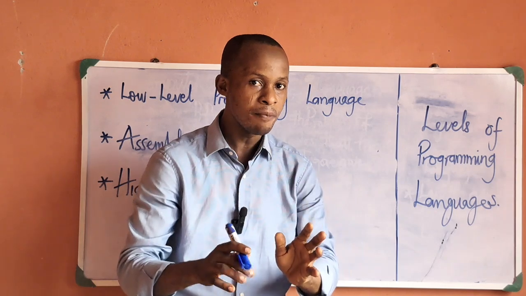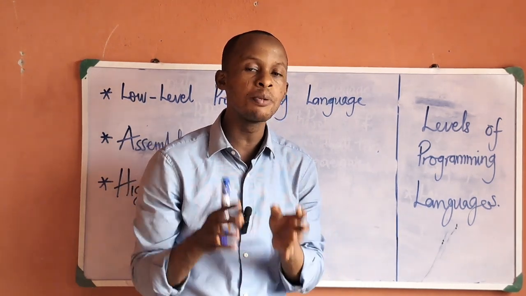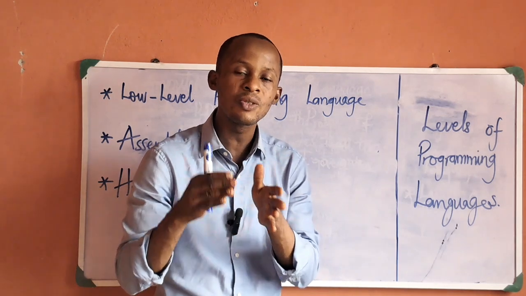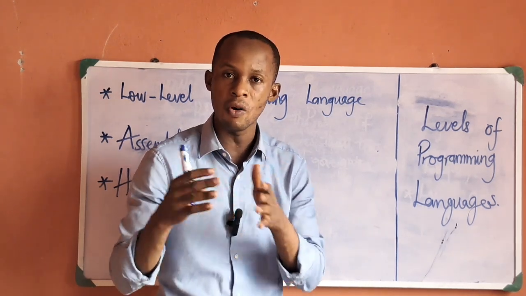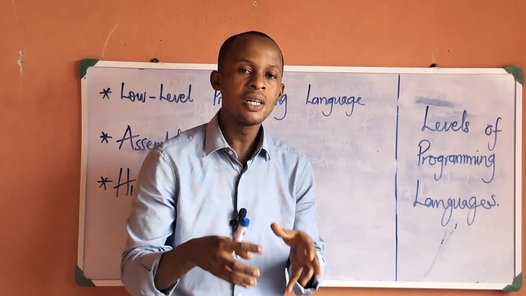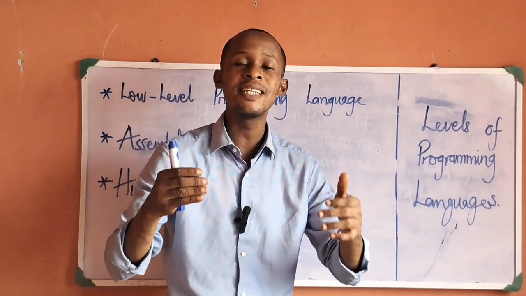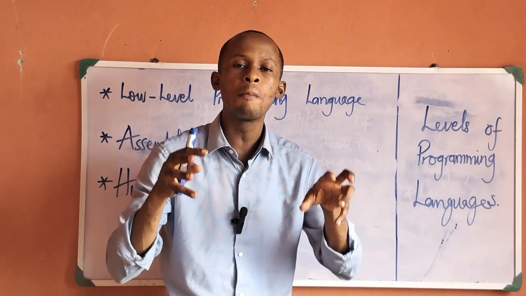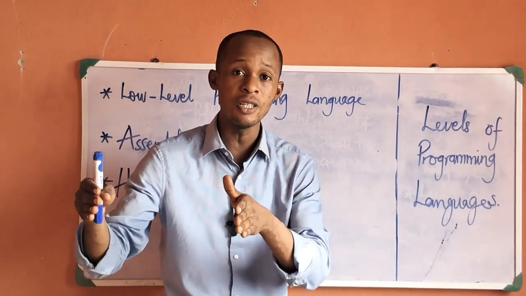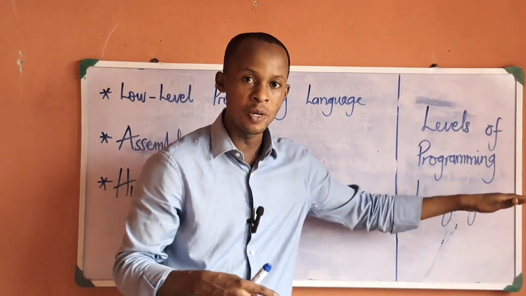Please don't misquote me. Programs are the instructions, the codes, that the computer makes use of in order to carry out a specific or given task. These programs, these codes, are written in specific languages. The languages in which they are written are called computer programming languages. So we are going to be looking at the levels of the programming languages.